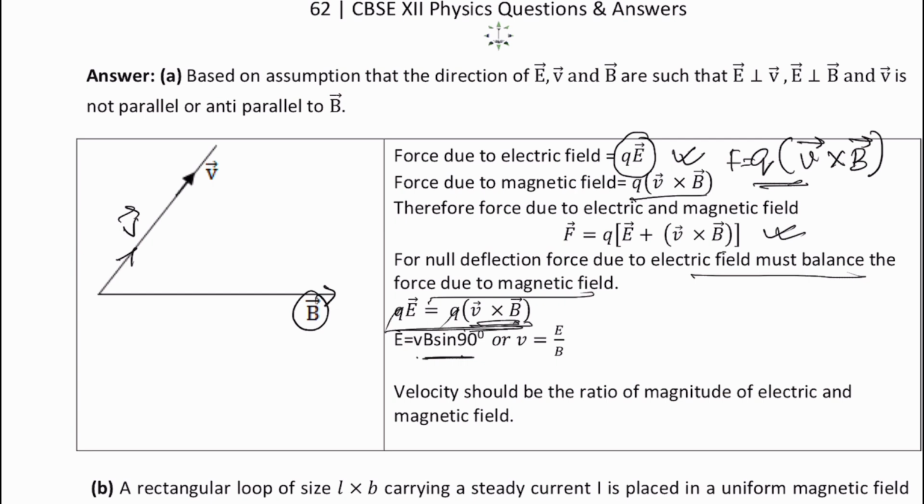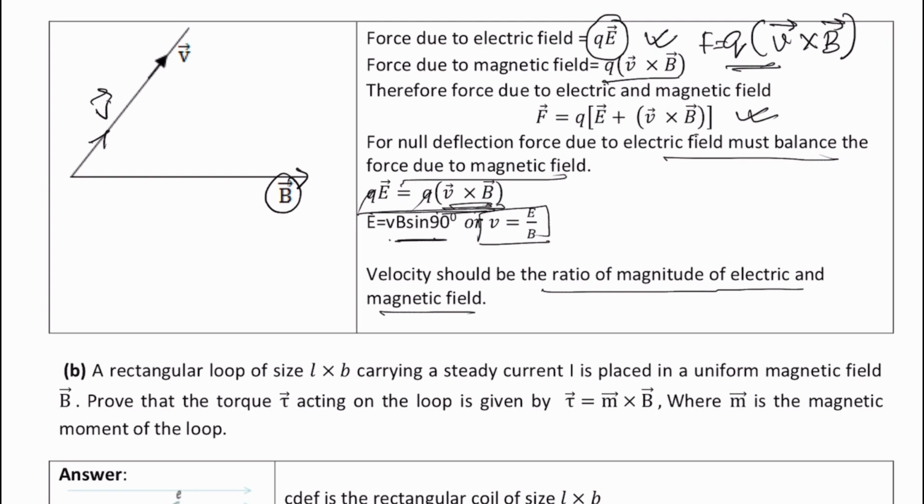We have expanded this cross product as vB sine 90 degrees. So therefore the velocity is equal to the electric field divided by the magnetic field. The ratio of electric intensity to magnetic intensity is the velocity. So this is how velocity is related. So velocity should be the ratio of the magnitude of the electric field to the magnitude of the magnetic field, correct?